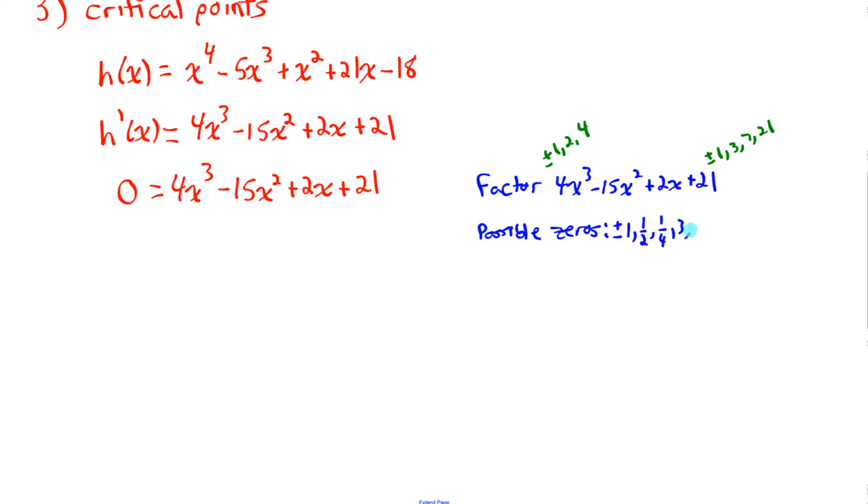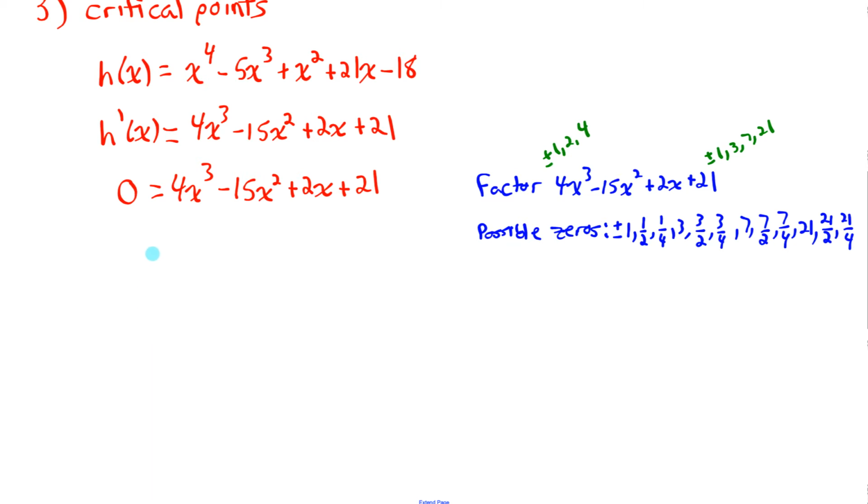3 over 1, 3 over 2, and 3 over 4. 7 over 1, 7 over 2, 7 over 4. And 21 over 1, 21 over 2, and 21 over 4. Let's see if I can squeeze that in there. All right, there we go. There are all of the possible zeros that are rational numbers.